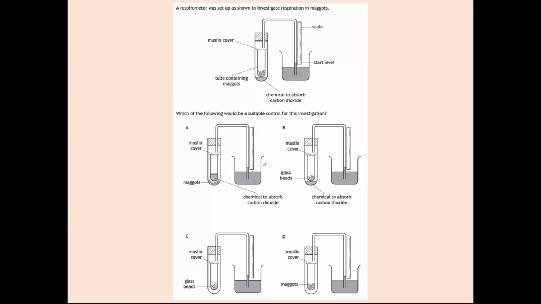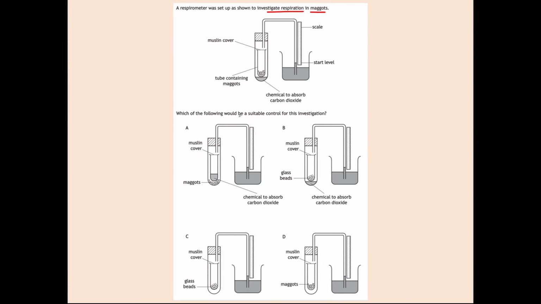And here's an example of a question from an exam paper which came up very recently, actually, in the last 2 years, I think, either last year or the year before. This one says, a respirometer was set up to investigate respiration in maggots. So that's fine. We're investigating respiration in maggots. Now, we did this one earlier on where we looked at the germinating peas, where it was in a respirometer.